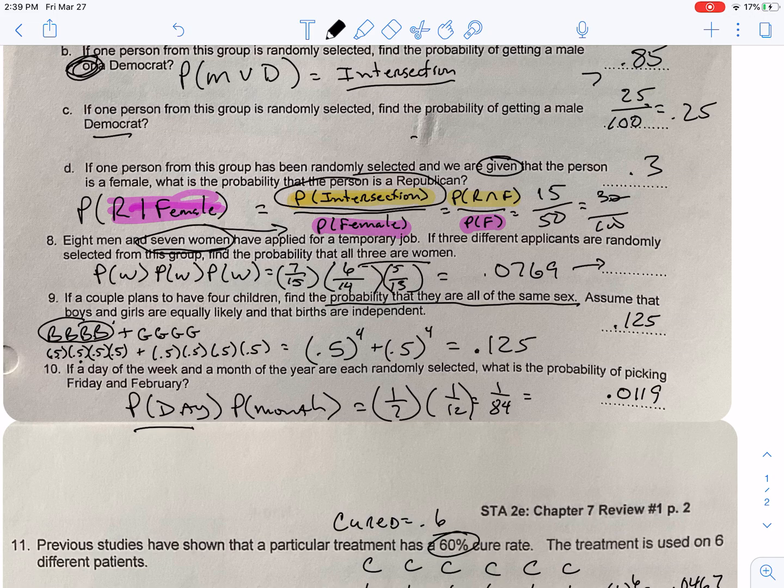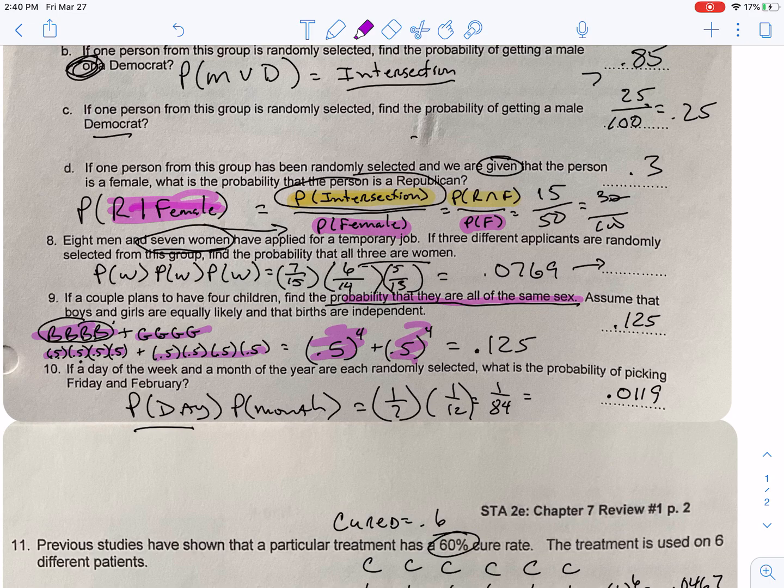Now, on number 9, we're going to look at the probability that they're all the same sex. Well, in that case, we want a boy, boy, boy, boy, and a girl, girl, girl, girl. Well, the probability of this one is 0.5 to the 4th power, and that's what I've done right here. Same thing with the girl, girl, girl, girl, 0.5 to the 4th power.